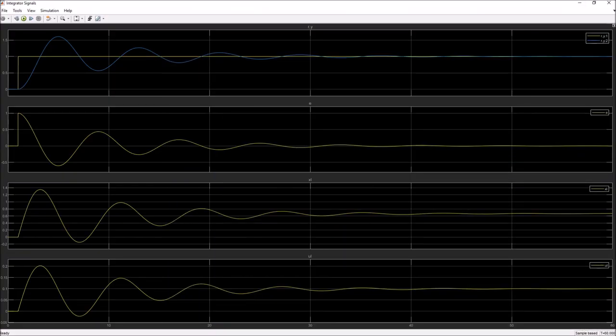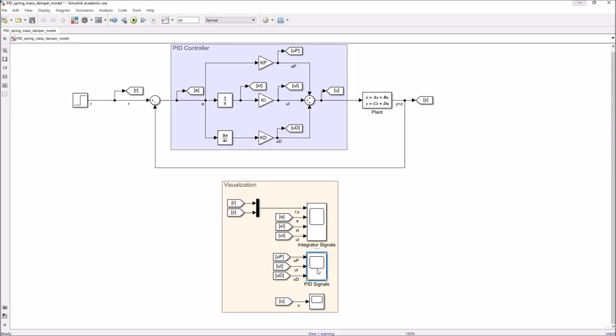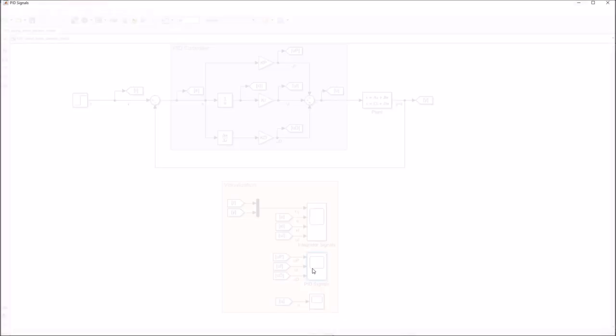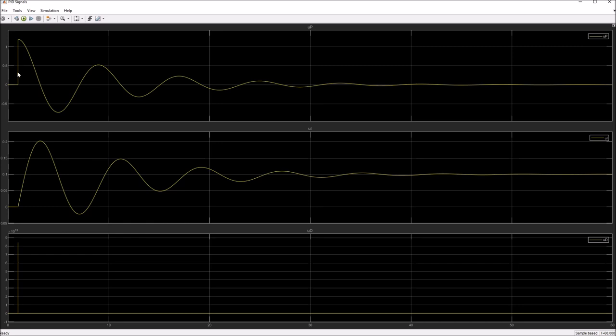Now, what we can also take a look at is all of the other signals, the proportional, the derivative, and the integral all together. So if we take a look at this, check this out. The proportional part does quite a bit initially, right? And again, that's what we discussed earlier. That's what a PID controller does. That's what the P is for, right? It provides that initial proportional response.